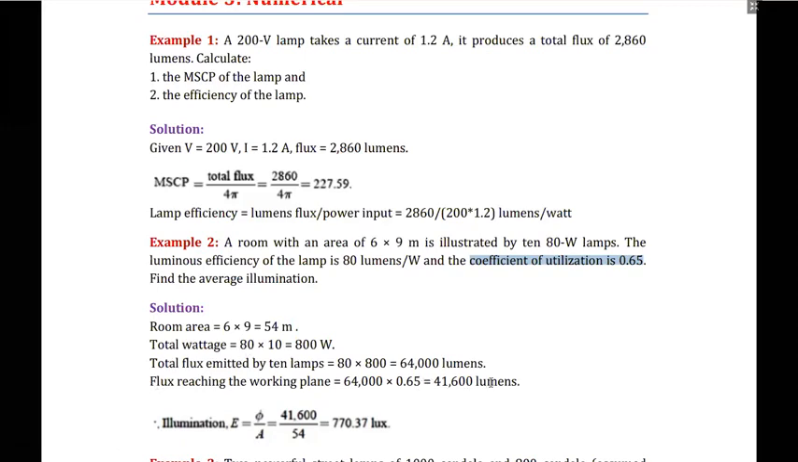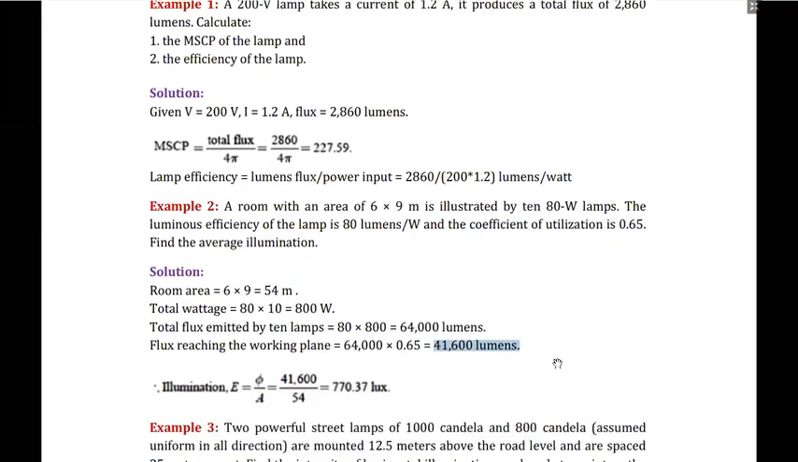So the flux reaching the working plane is 64,000 lumens into the coefficient of utilization, 0.65. So you will get the flux available at the working plane, which is 41,600. Now you have to find the average illumination. Illumination is the flux divided by the area. So it is 41,600 divided by the area, which is 54 meter square. So you will get the value of illumination.